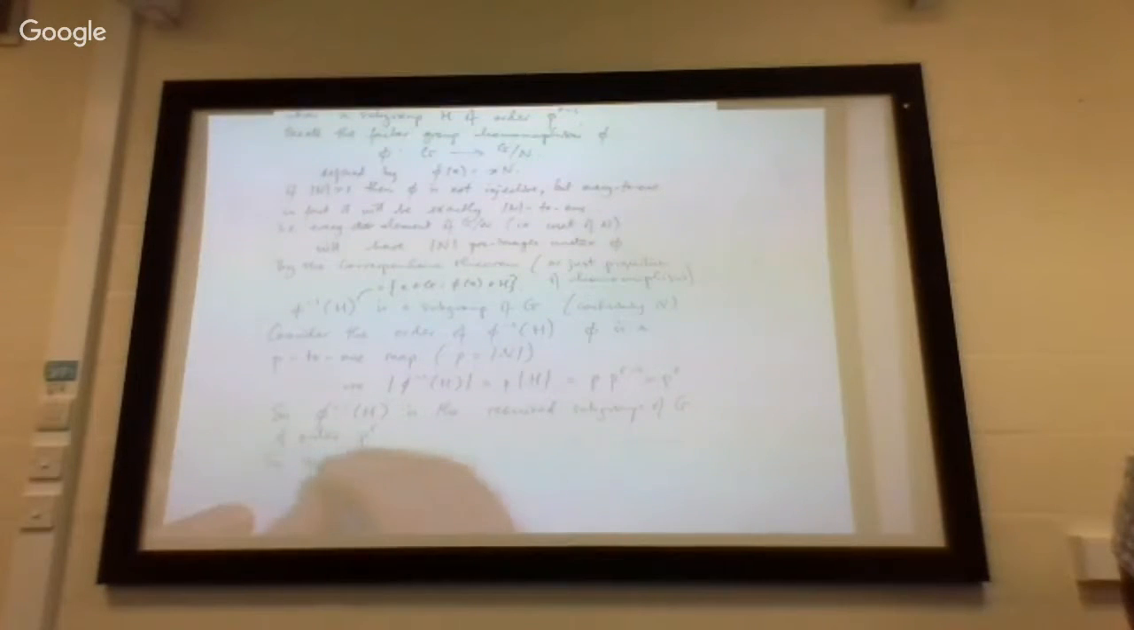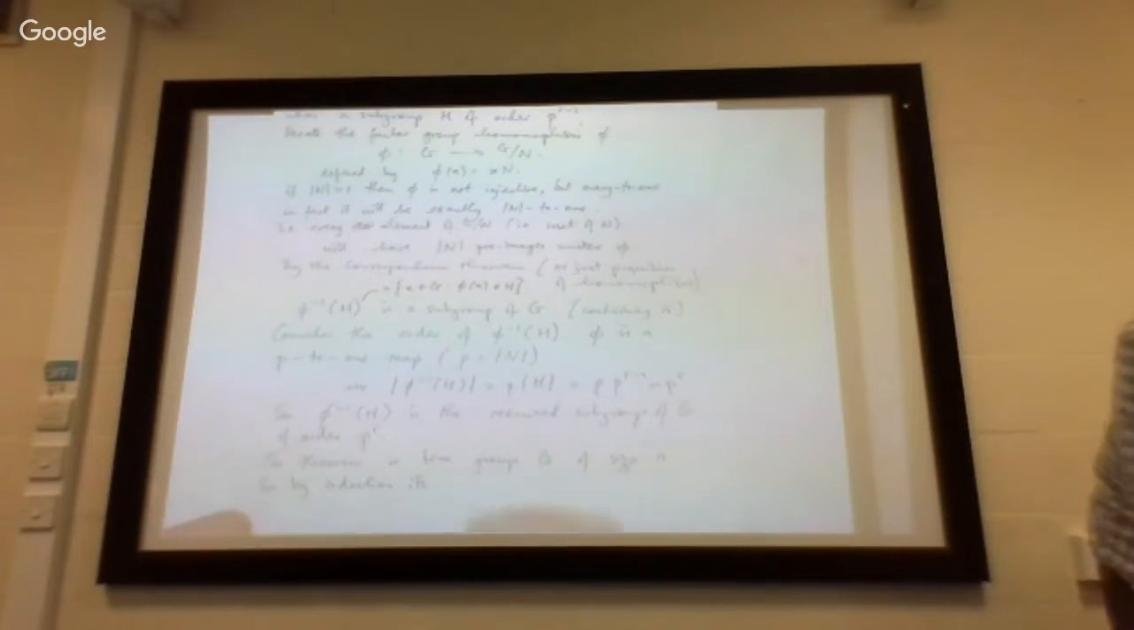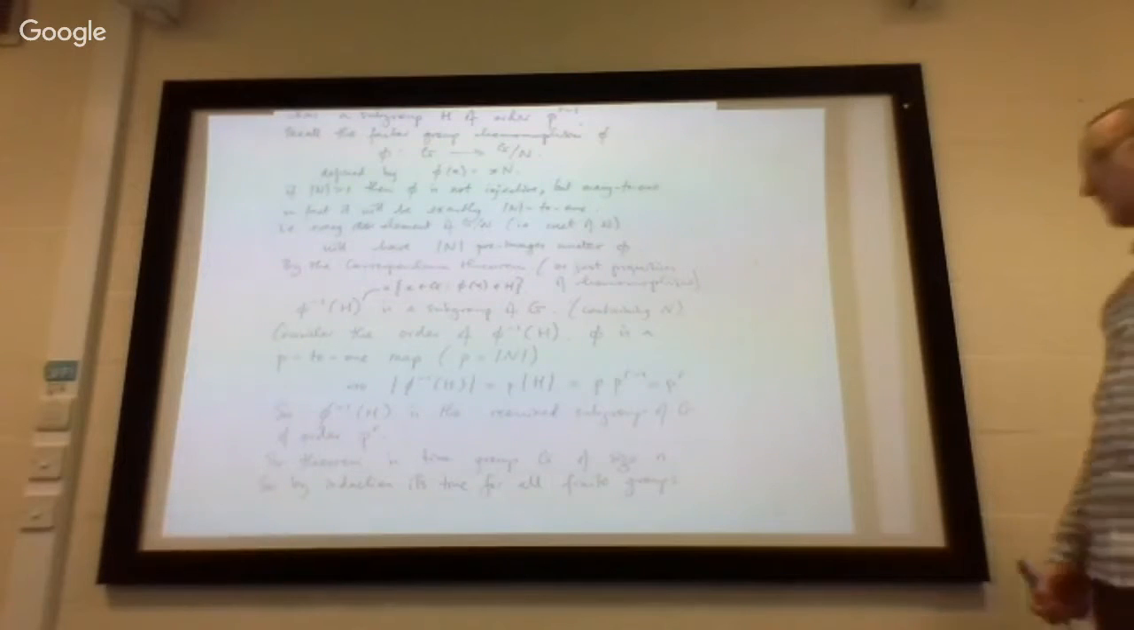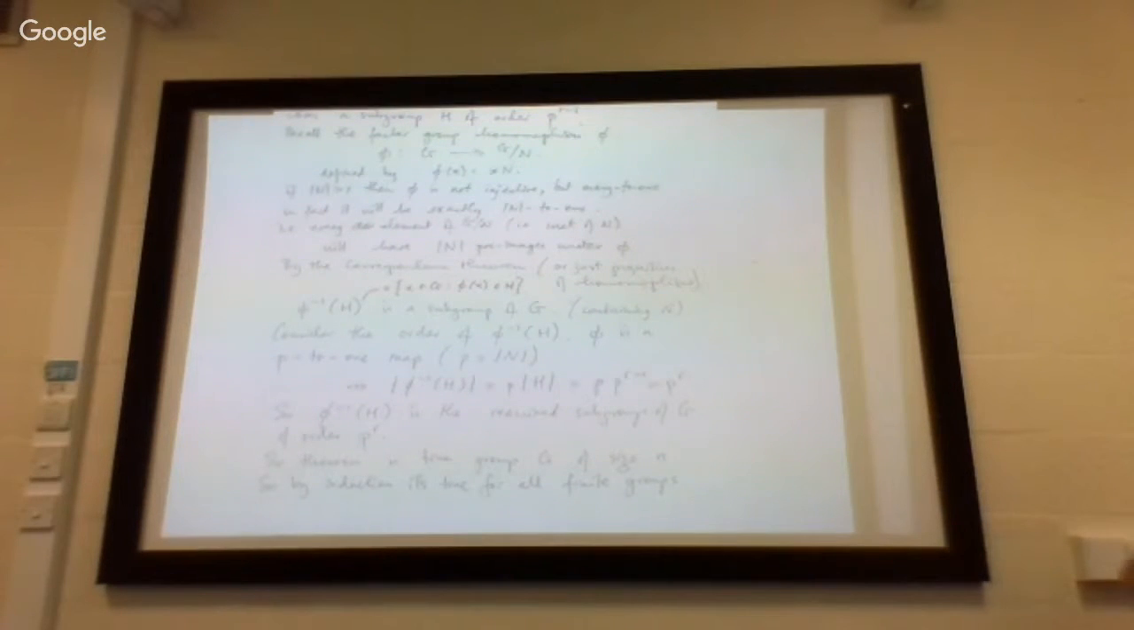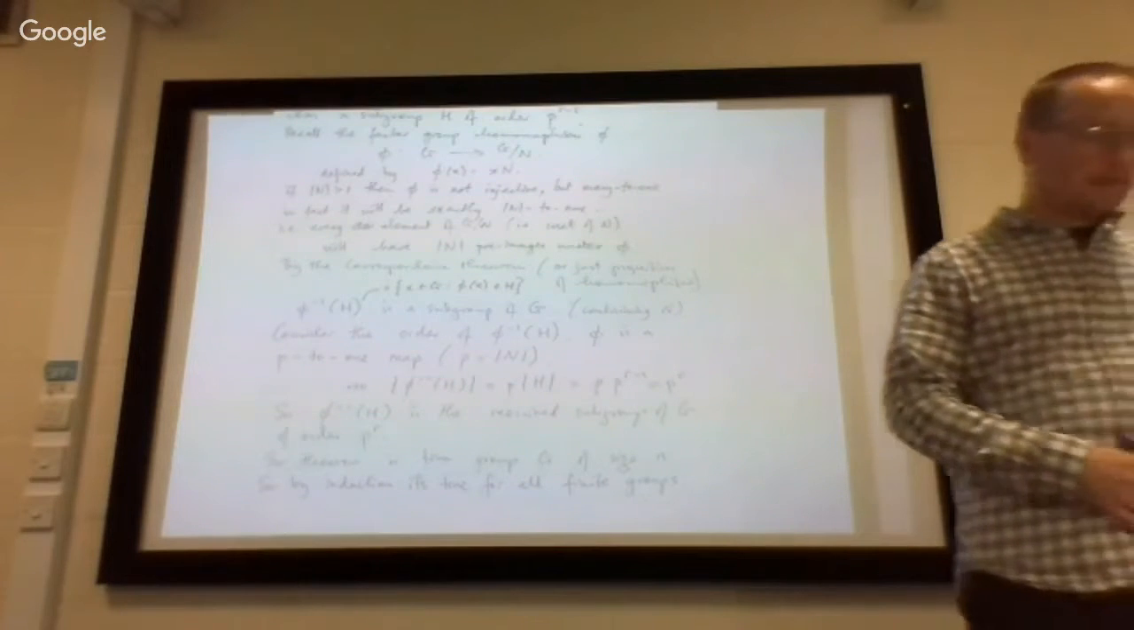So the theorem is true for groups G of size n. So therefore, by induction, it's true for every integer n. So it's true for all finite groups. It only applies to finite groups because you're talking about where the size of the group is divisible by some power of p, so that doesn't make sense for infinite groups. So that proves it.